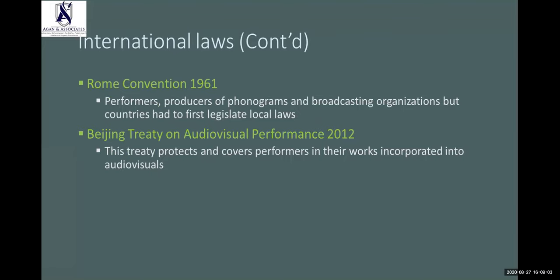The Rome Convention provides for performers, producers of phonograms and broadcasting organizations. But unlike many other treaties and conventions, for this particular convention, countries had to first legislate local laws before they could access it, or rather in law we say that countries must first of all ratify and domesticate the international law in their own countries by way of legislation. The Beijing Treaty now protects and covers works incorporated into audiovisuals.